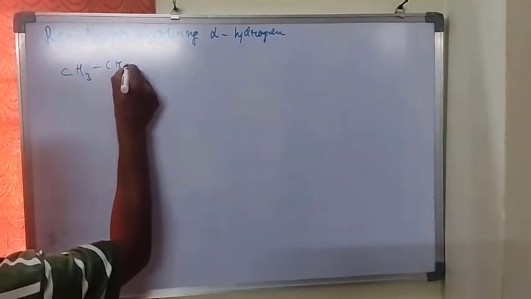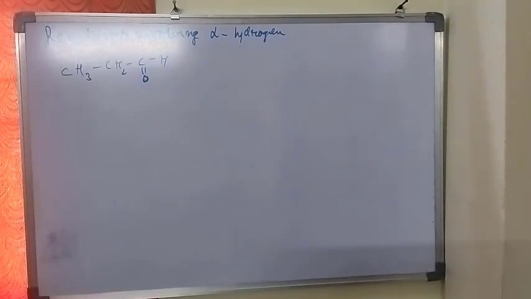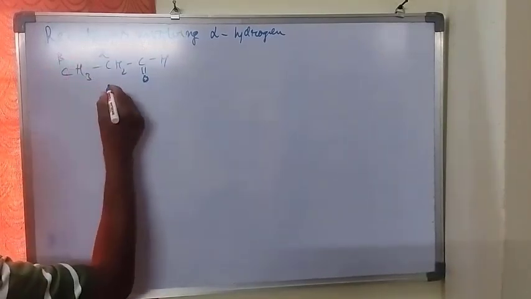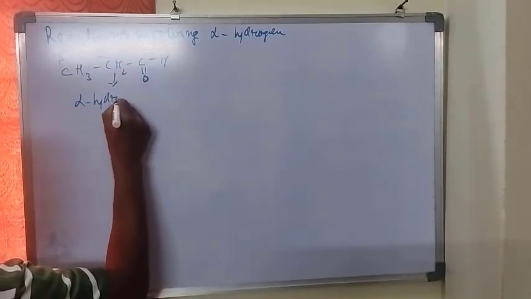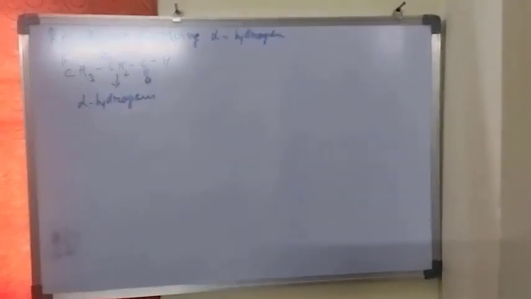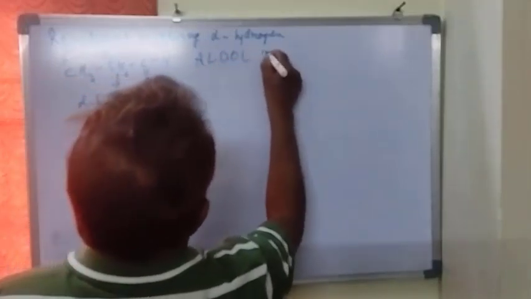CH3, CH2, C double bond O, single bond H. This is the carbonyl carbon. The carbon adjacent to the carbonyl carbon is alpha, and of course this is beta. The hydrogens present on this carbon are referred to as alpha hydrogens. Aldehydes and ketones having at least one alpha hydrogen undergo condensation in the presence of dilute alkali, and we get a beta hydroxy aldehyde or ketone. And this reaction is known as aldol condensation.